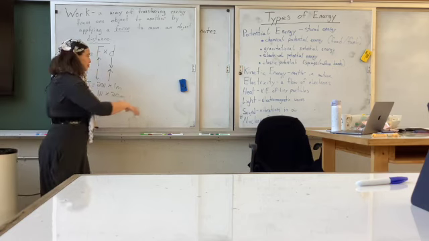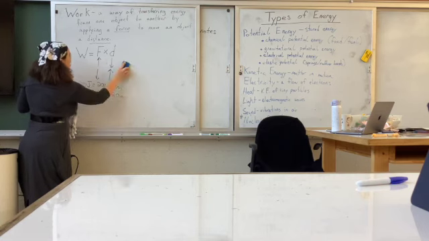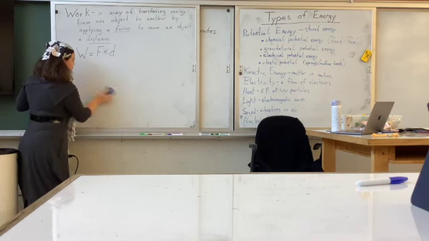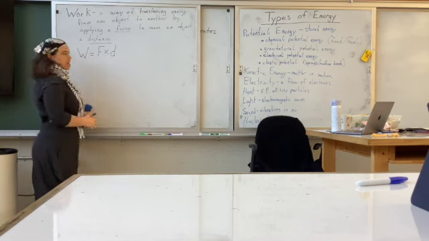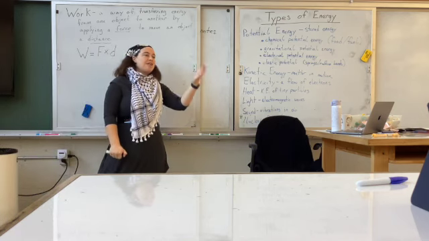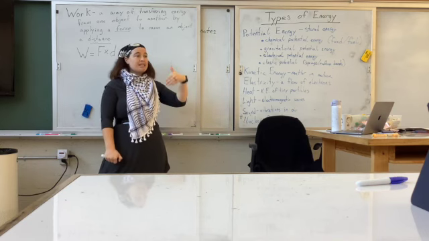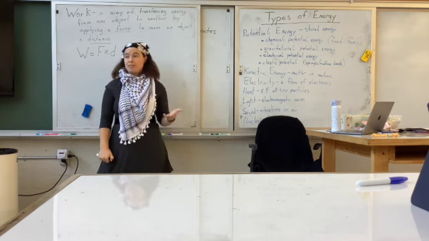Yes, Desmond? What does the J stand for? All right, let's talk about that. What does the J stand for? Let's talk about units. At the very beginning of the year, we talked about velocity. And we talked about how velocity was distance divided by time. So we had meters and seconds. Meters divided by seconds gets us meters per second.